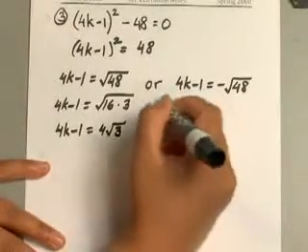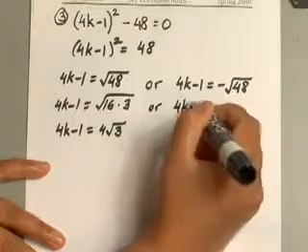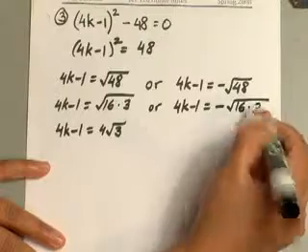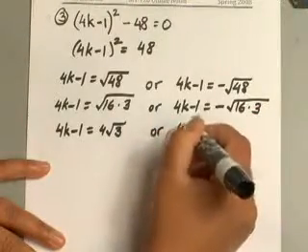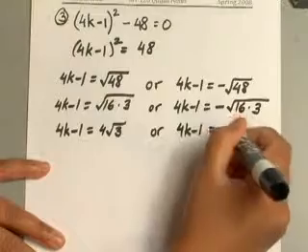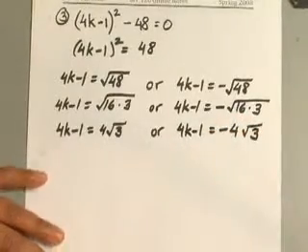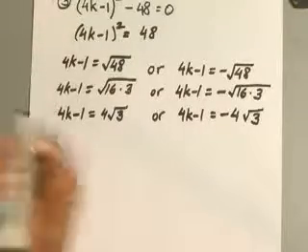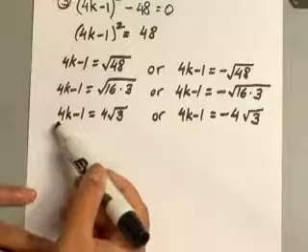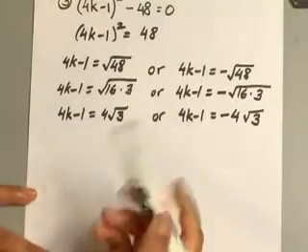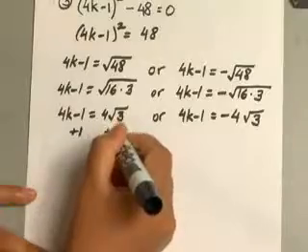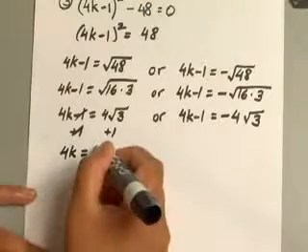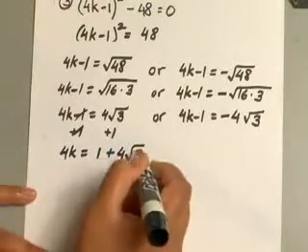We'll do the same thing on the other side before we continue. 4k minus 1 equals negative, again, 48 as 16 times 3. And that will give you negative 4 square root of 3. Now after we simplify our radicals, we're still trying to find the value for k here. So that means we need to get rid of the 1 and the 4 on both these sides. So the first thing we do is move our 1 over, add the 1, and you end up with 4k equals 1 plus 4 square root of 3.